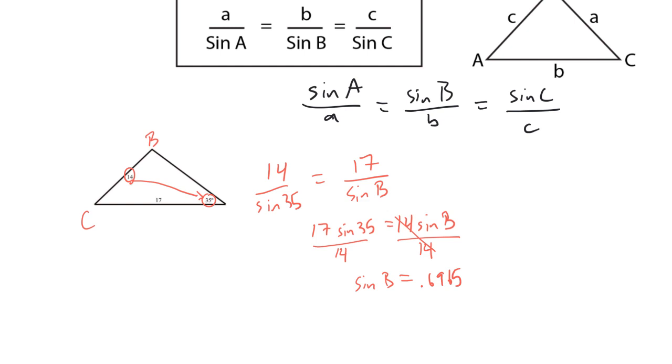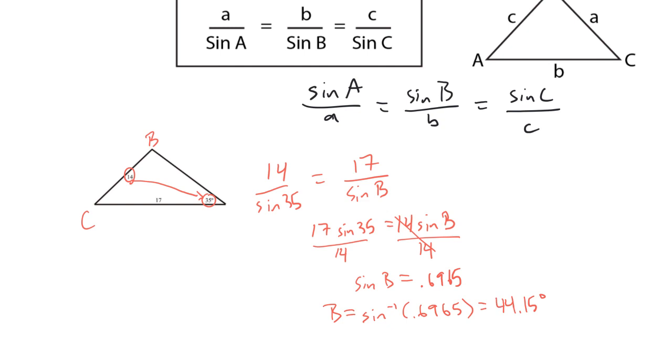It's been a while since we've done this actually. So if we want to go backwards to find out what the measure of this angle is, remember we have to do what's called the sine inverse, right? Because that would cancel the sine. So angle B would be equal to the sine inverse of 0.6965, which in this case would give us 44.15 degrees.